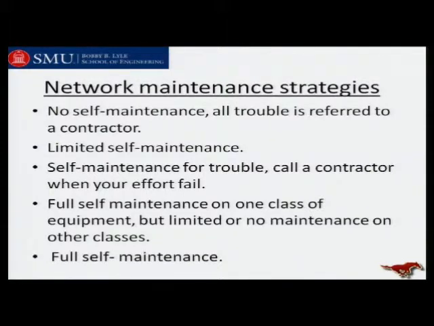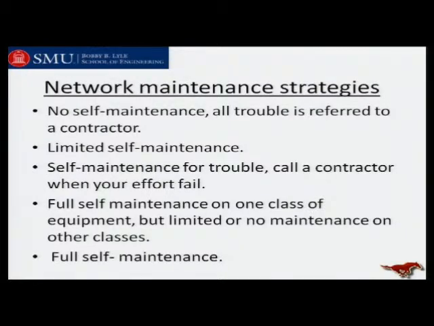The third one, which is generally used in most of the companies, is self-maintenance for trouble. Call a contractor when your effort fails. It means that the company does self-maintenance on their own. They try a lot of self-maintenance, they do a lot of debugging, and if they are unable to troubleshoot the error, they call a contractor.